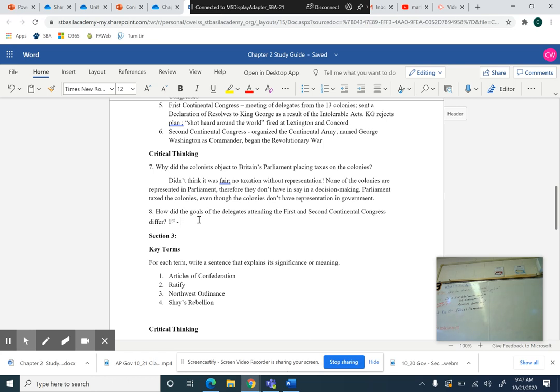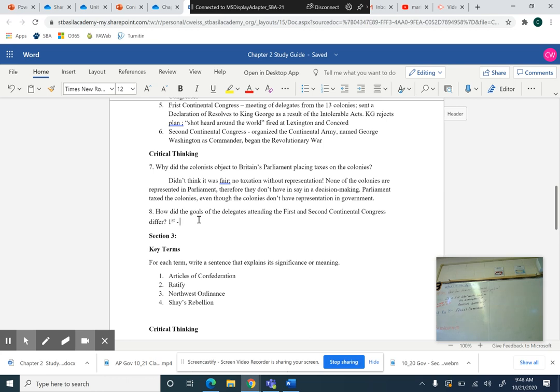They said, we're going to try to see if they'll forgive us for everything that happened, like the Boston Tea Party and things like that, but they have to repeal the Intolerable Acts. It's a Declaration of Resolves. They're trying to find a resolution between the two. Right? That was the purpose of the First Continental Congress, to make things right.